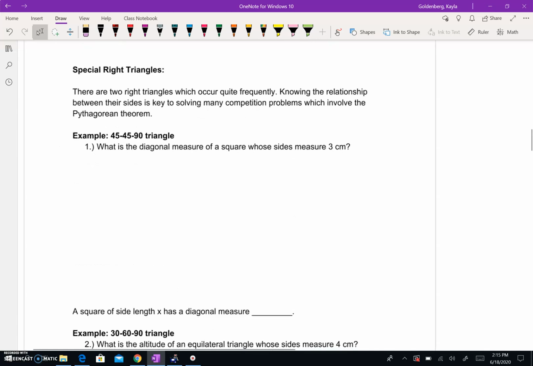There are two special right triangles that occur really frequently. They occur in competition problems as well as in standardized testing. They'll show up on the ACT, the SAT. They show up in the GRE, which is something that you need to take to get into grad school. So they come up in a lot of contexts, so it's really useful to know.